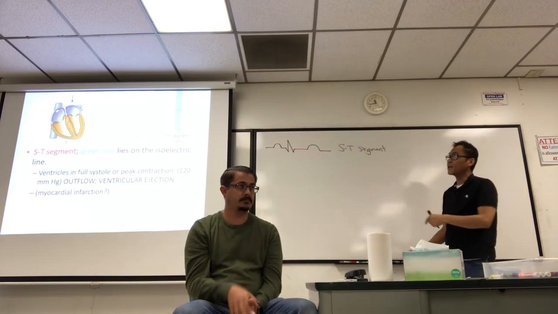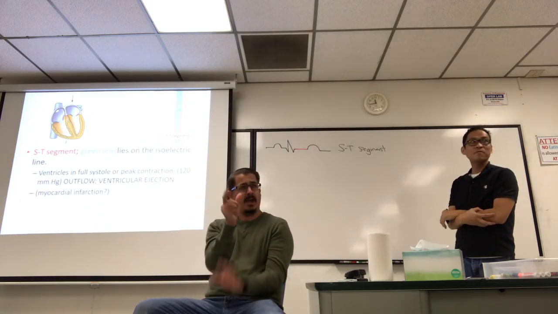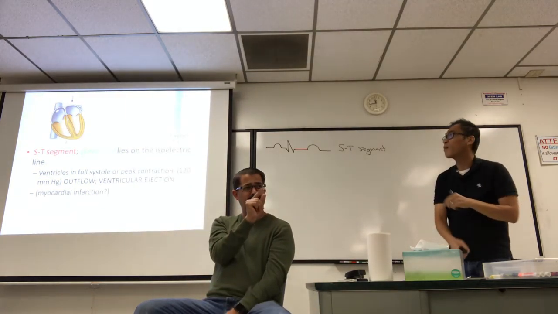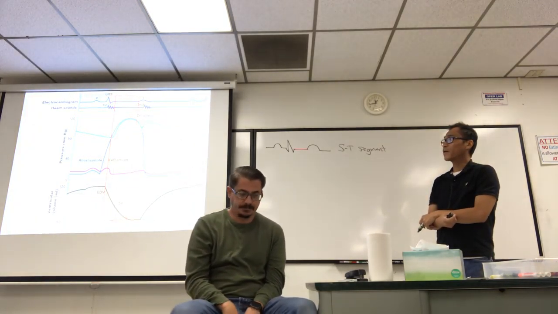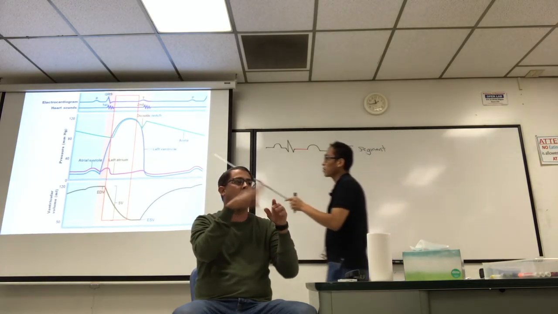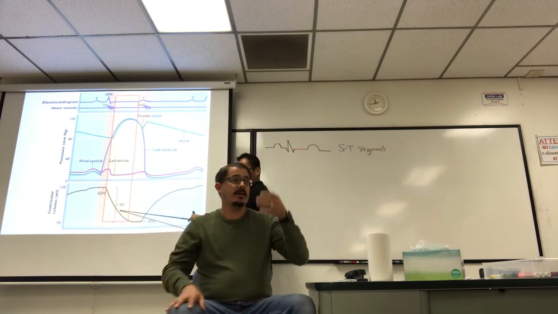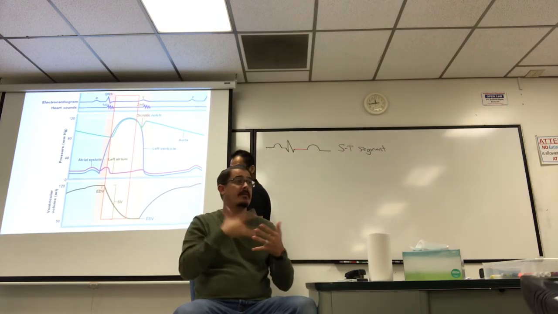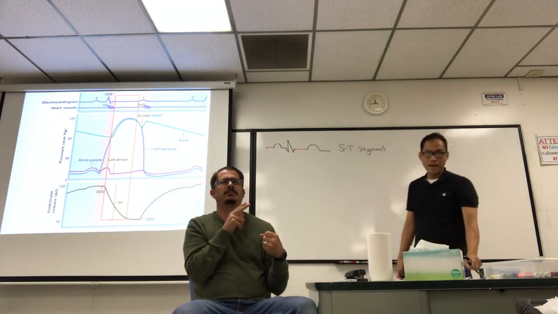So that's what I have highlighted on my ECG, right? That segment right before the T wave. So there it is, boxed there. So peak systole is right here. This is when you're pushing out most of the blood. So if you're having a heart attack, this might be something to look at. There could be an abnormality in the ST segment.